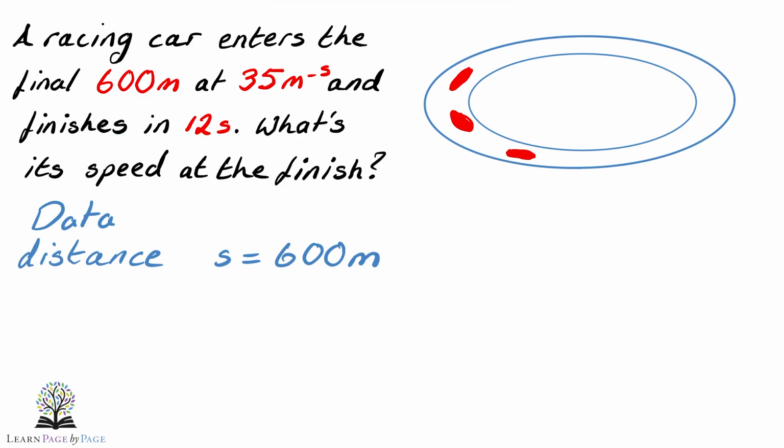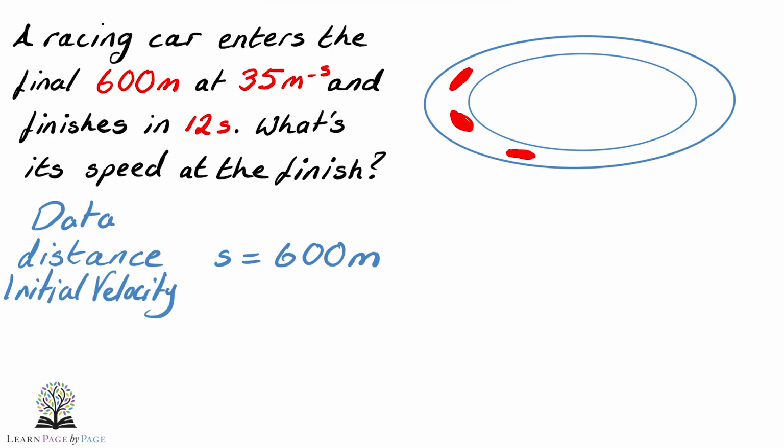So what we can assume is constant acceleration, because it's going to come round this corner at a certain speed. Then as soon as it hits this final 600 meters, which we would say would be from here to here, it's going to go straight, and it's going to be going as fast as possible because it's aiming for the finish, and so it's going to speed up. So we're going to look at the speed it was when it came round this corner as its initial velocity.